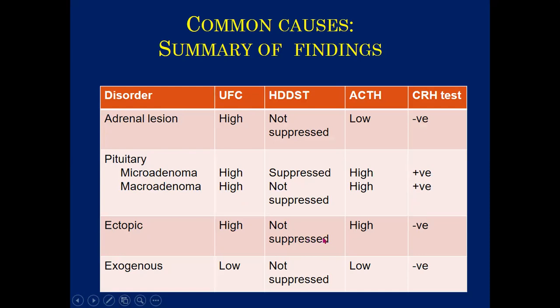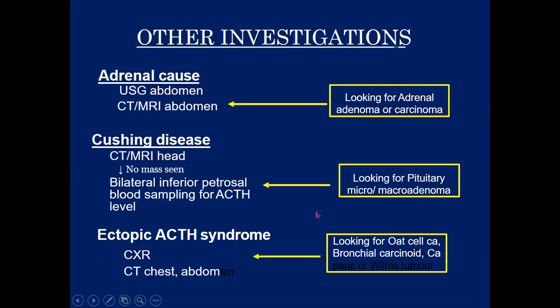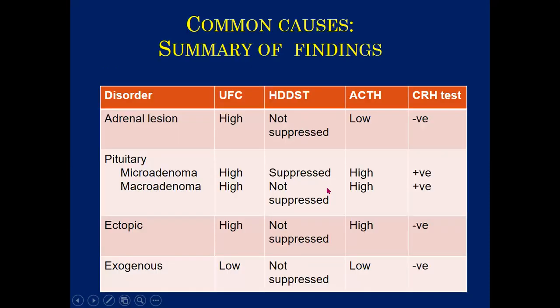If we are considering some ectopic source, then urinary free cortisol is high, it will not be suppressed because it is produced irrespective of everything. There is no concept that it will be suppressed by the high dose dexamethasone. Then exogenous, urinary free cortisol will be low because it is not being produced by the body. It will not be suppressed and the ACTH will be low. This is the differential diagnosis on the basis of the investigations which can be utilized for the proper diagnosis.